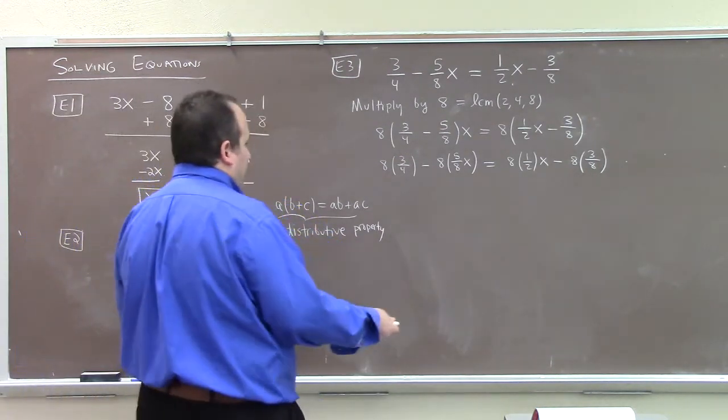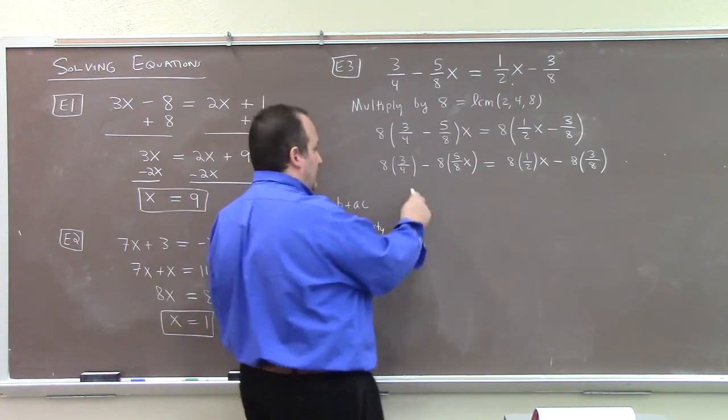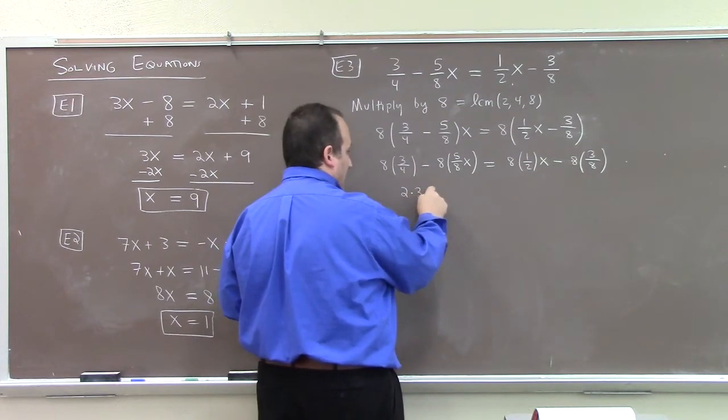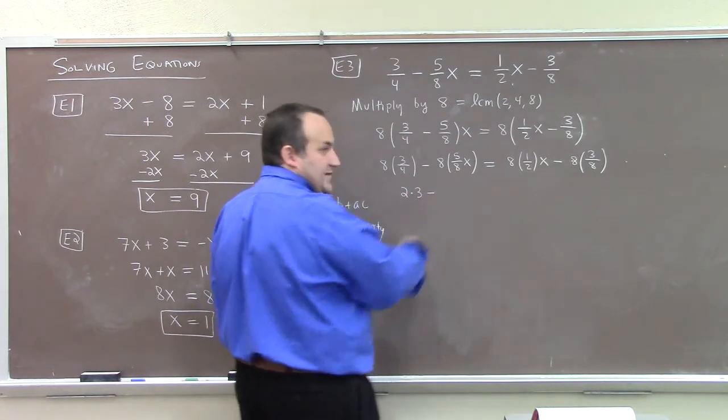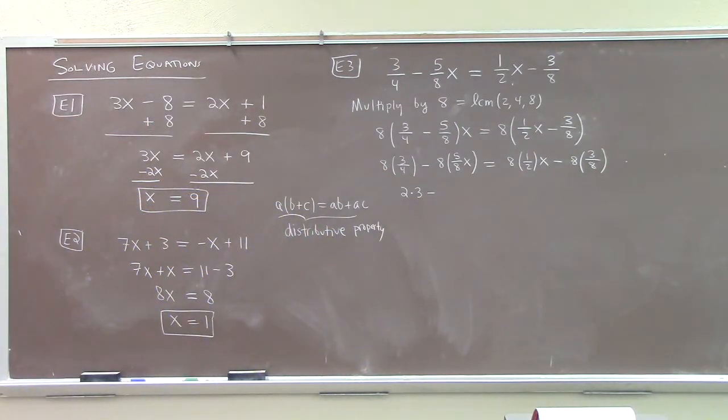And then what happens? Well, what's 8 over 4? 8 over 4 is 2, right? So we get 2 times 3. And then here are the 8s, they just cancel, right? 8 over 8, 1.